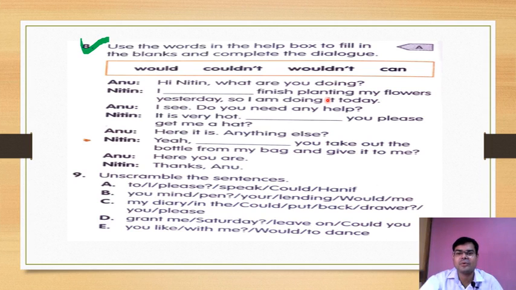So now what we have to do? Couldn't. Is the work over? No. It is still incomplete. So couldn't. Here we have to use couldn't. Correct? So like that you have to complete the remaining two dialogues.